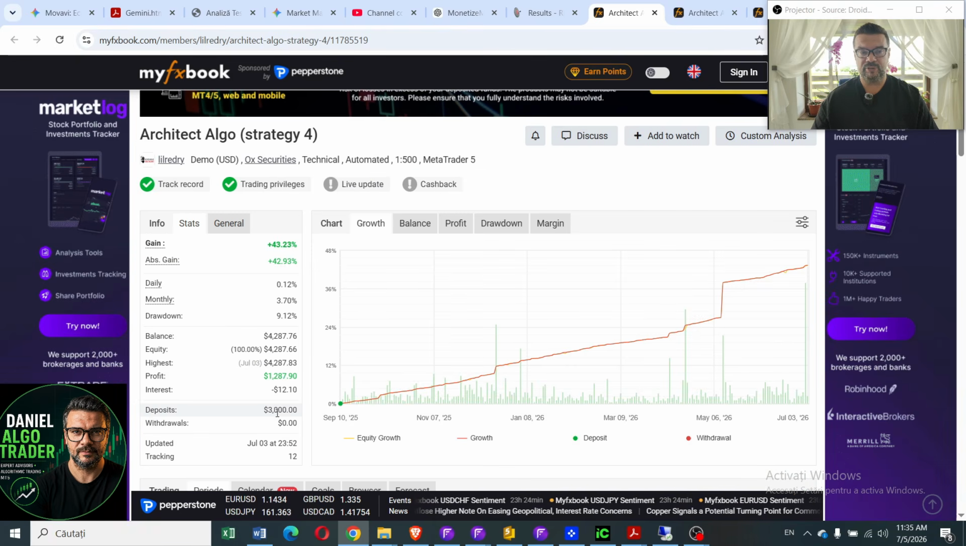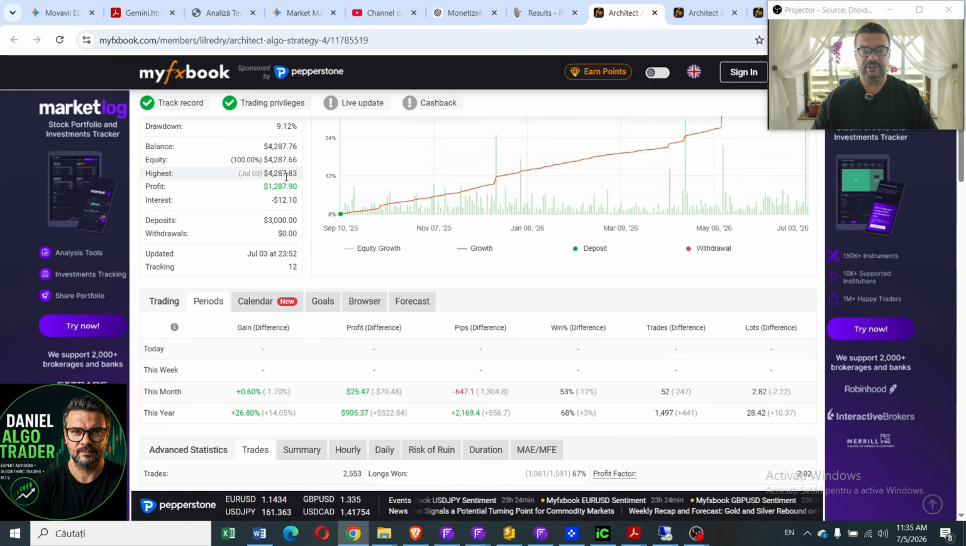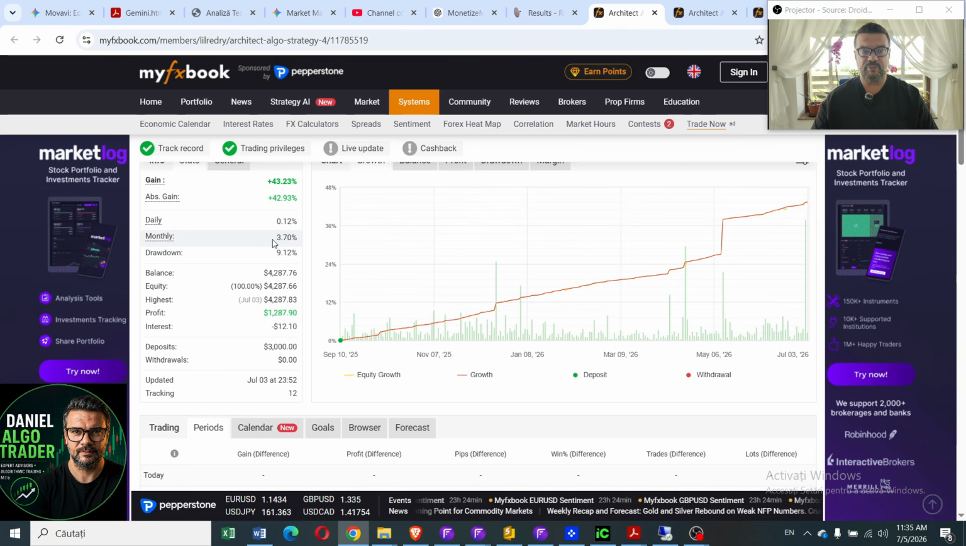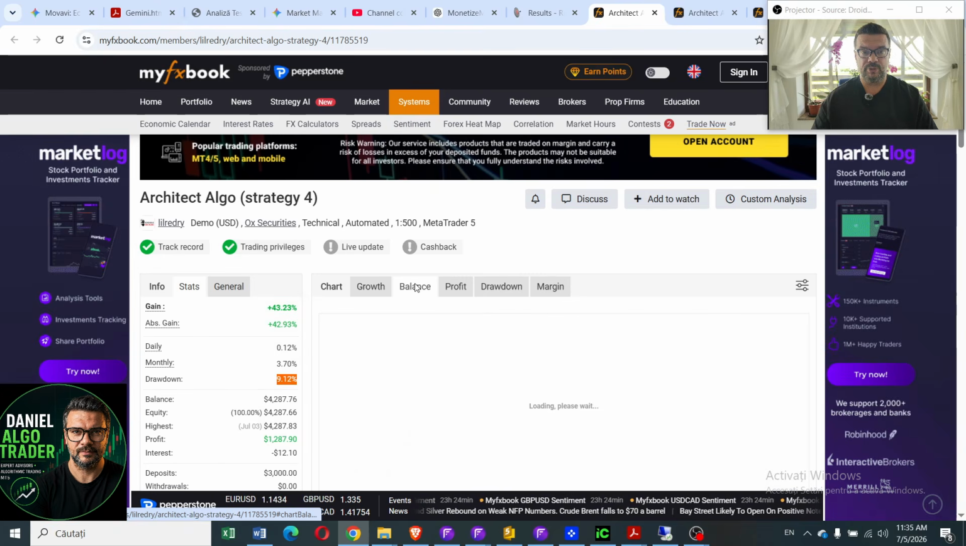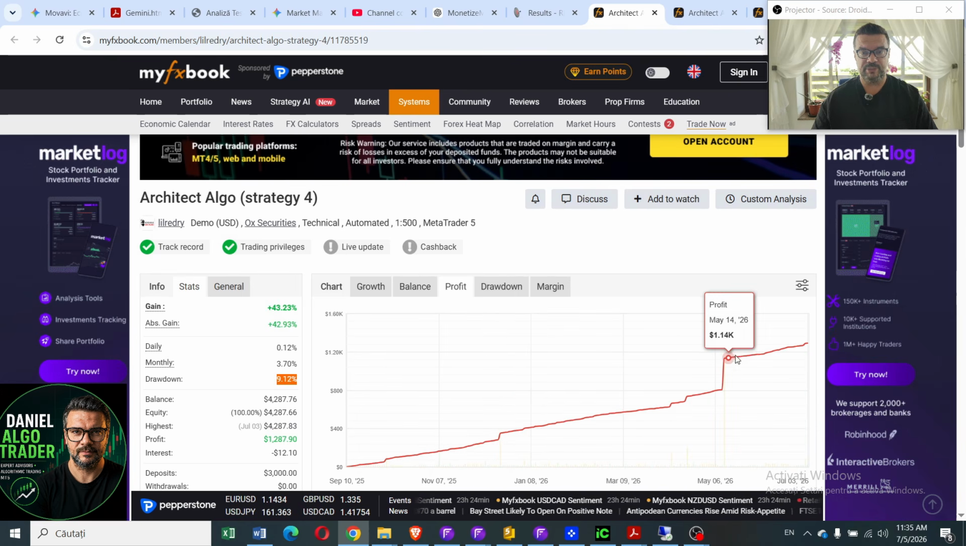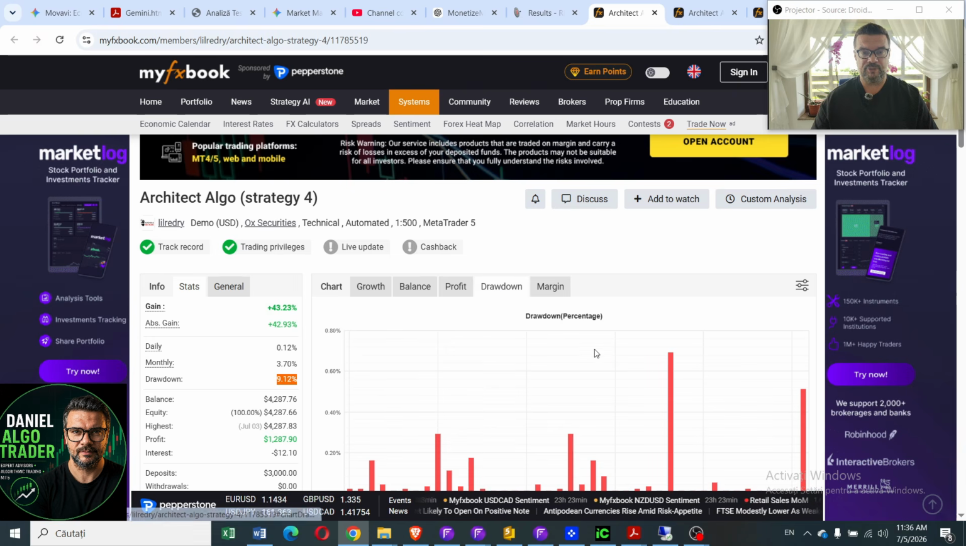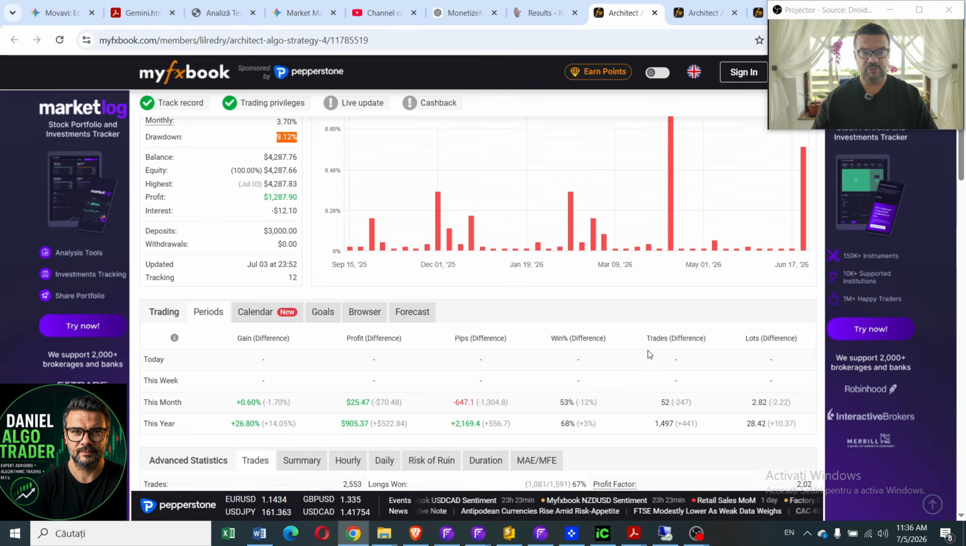The Architect Algo Strategy 4, which is a new strategy specifically designed for the Architect. The deposit was $3,000. Now in the account are $4,287, and the profit was $1,287, with a monthly profit average of 3.77% and the drawdown of 9.12%. The drawdown is really, really low. So here you can see the balance chart, the profit, with certain days being extremely profitable, and the drawdown, which is really, really low in this case.